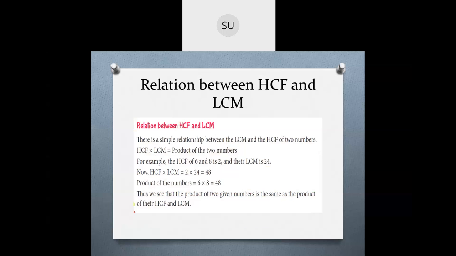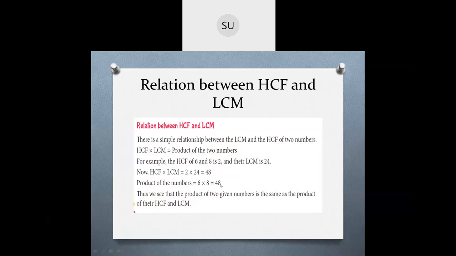So they've given you two numbers. You have to find the HCF and LCM of those numbers. Correct? So you'll find the HCF and LCM. When you multiply the HCF and LCM, it will be equal to the product of the two numbers. Okay, so this is the relation between HCF and LCM.